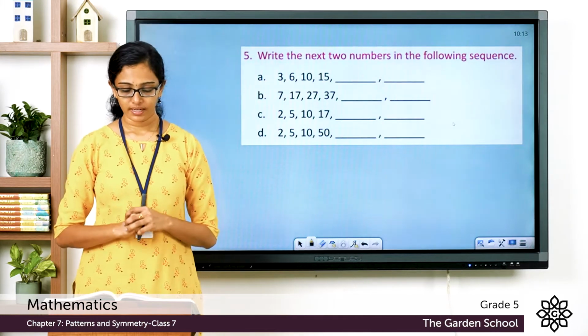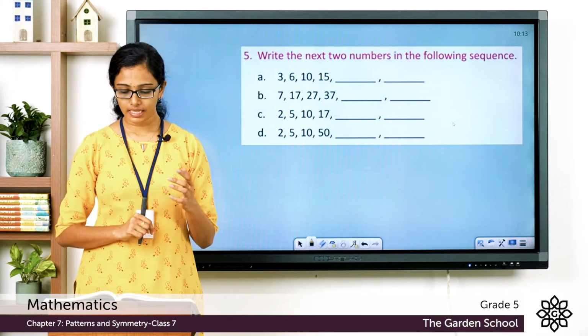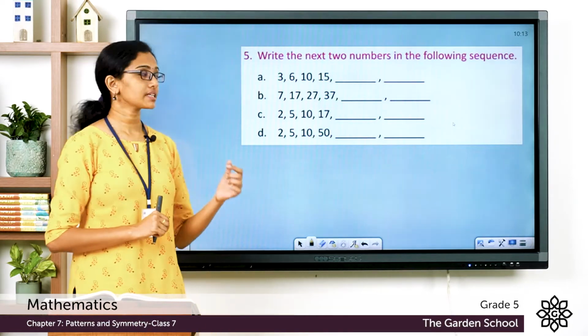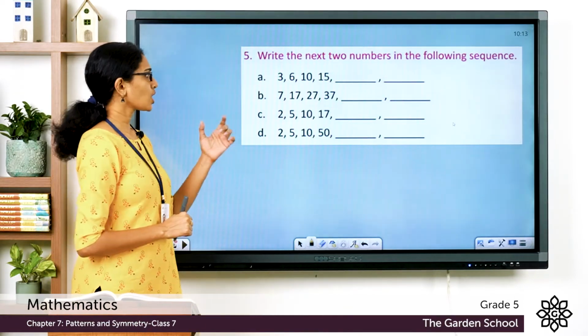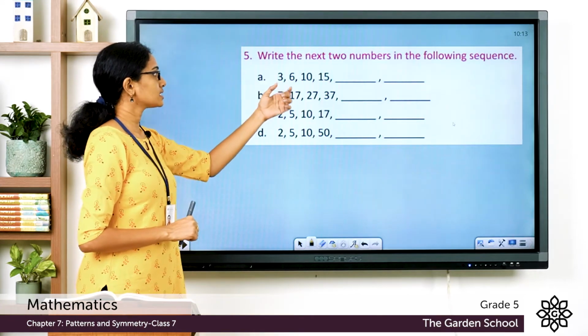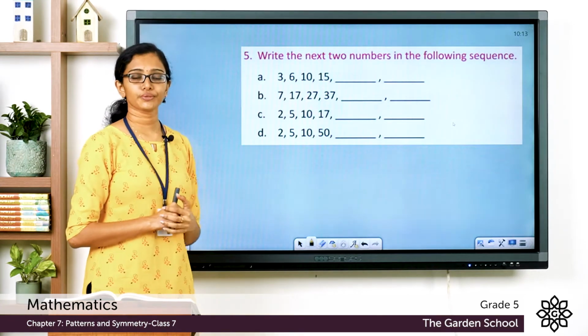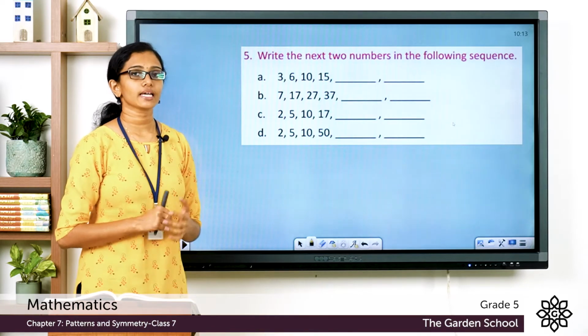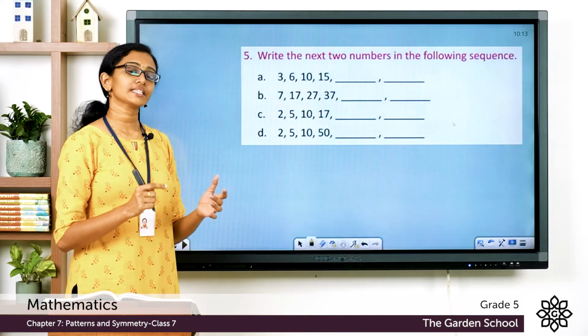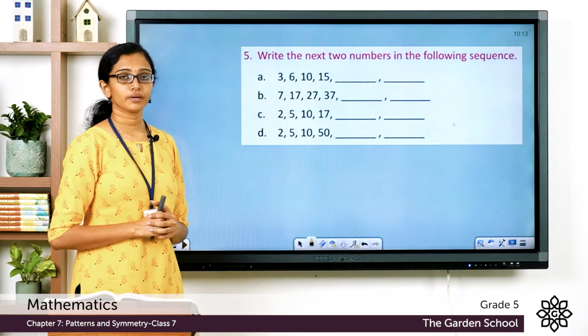Question number 5. Write the next 2 numbers in the following sequence. Question A. You can see a number pattern there. Let's observe the pattern. The numbers are 3, 6, 10, 15 and it goes on like that. Can you identify the pattern rule for this number pattern? Let's take the difference of consecutive numbers.